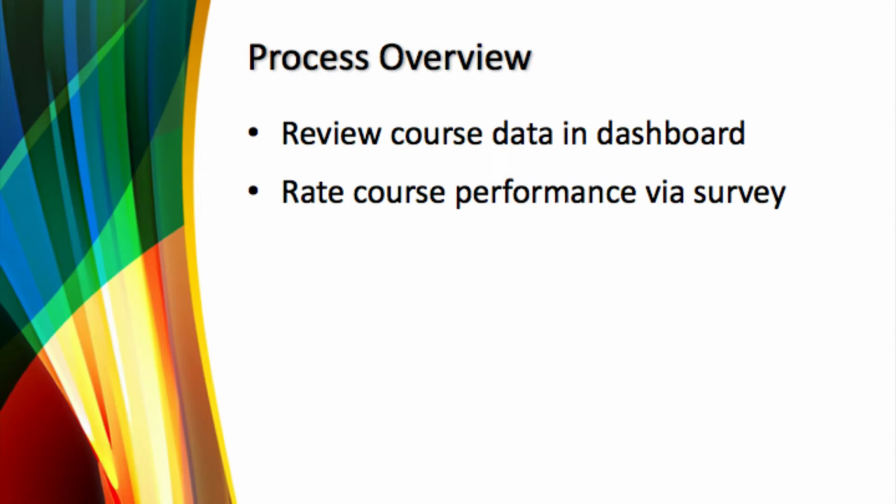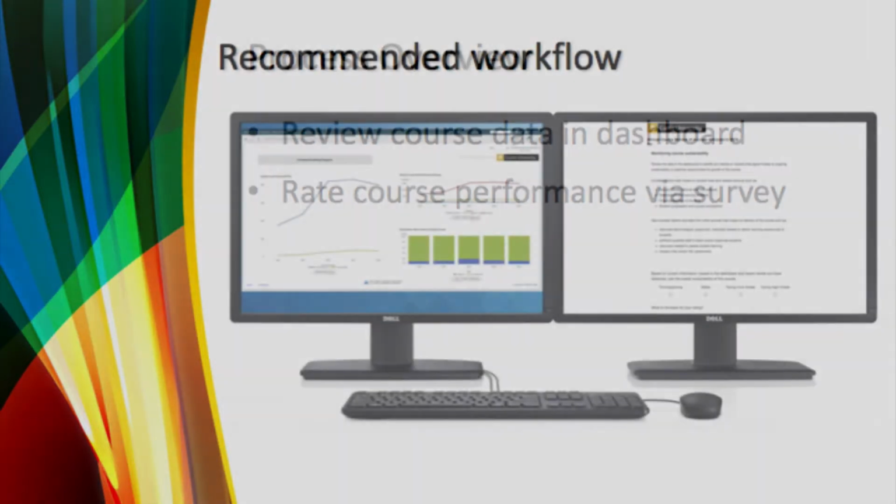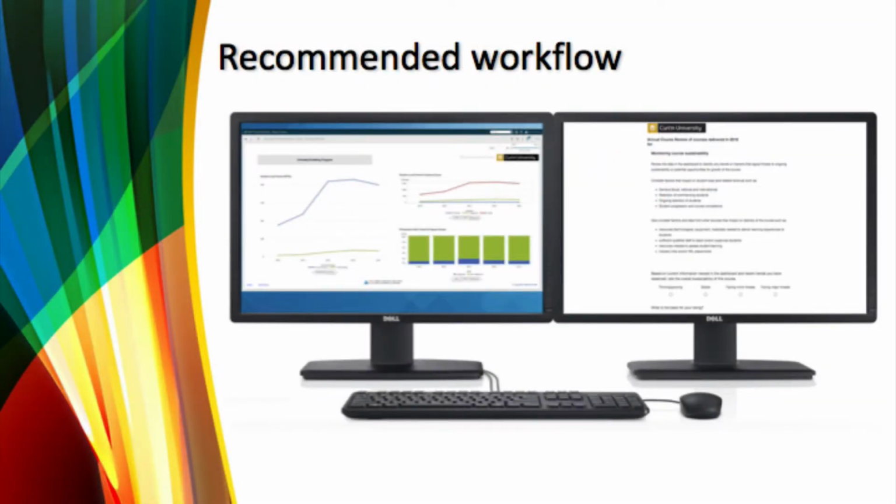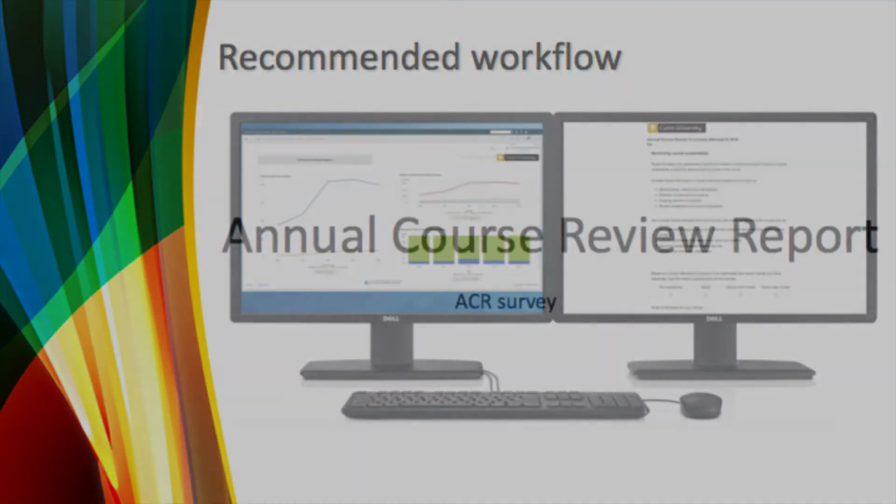Curtin Learning and Teaching, working together with the Office of Strategy and Planning Business Intelligence team, have developed a new process for conducting the annual course review. The review process incorporates 2 activities that should be conducted in parallel. These are reviewing course-related data provided in a dashboard and responding to questions in the annual course review survey to rate course performance. To enable these 2 activities to occur in parallel, we recommend that the annual course review be conducted using 2 monitors so that respondents can view the dashboard while responding to the questions in the survey.